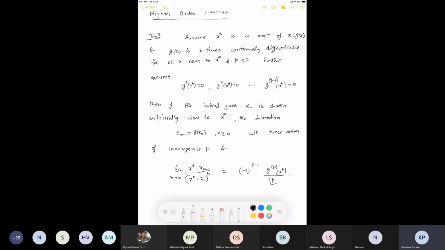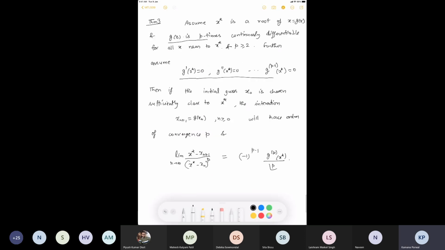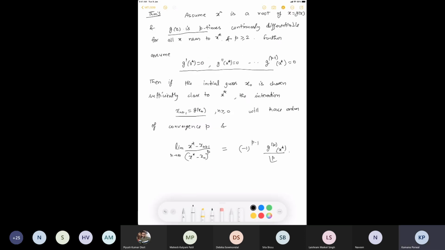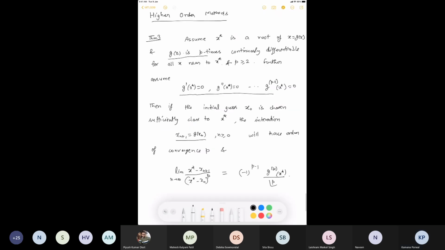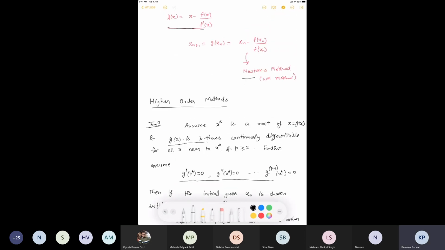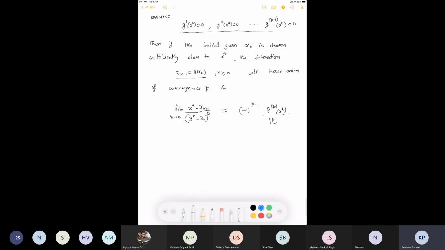Okay. Now here, this additional information I'm supplying is that G is P times continuously differentiable, and all the derivatives up to the order P minus 1 vanish at X star. Okay, if that happens, then this iteration method will have the order of convergence P. So as an application of this theorem, you will be able to see what is going to happen in the case of the Newton-Raphson method.